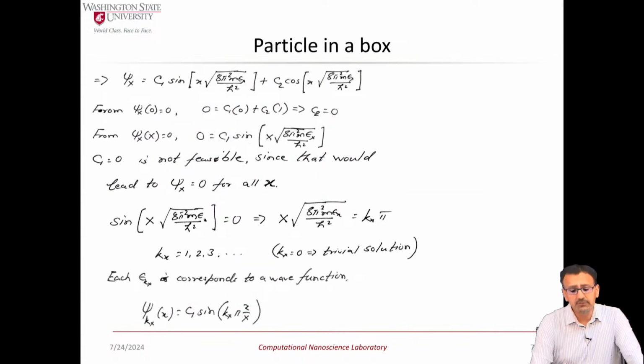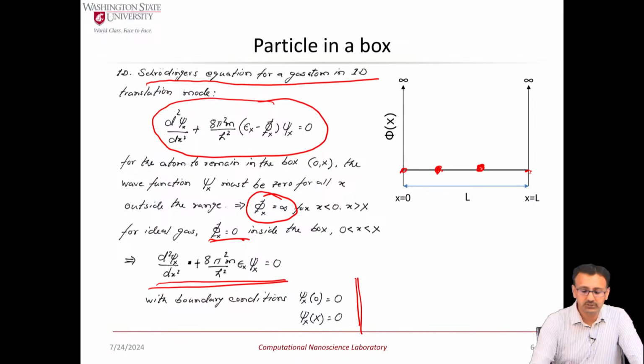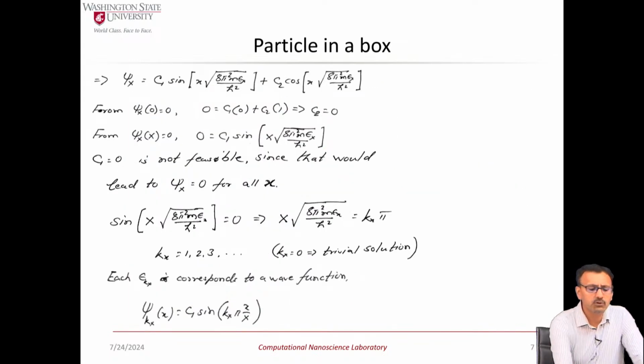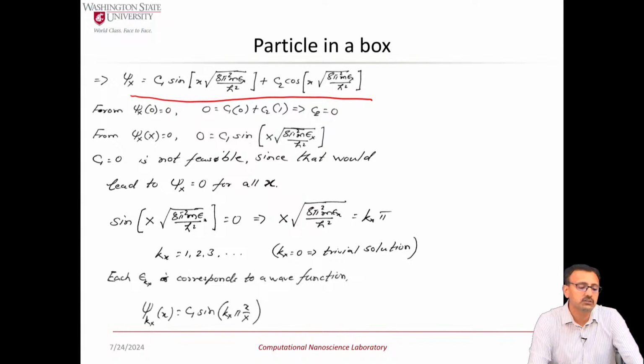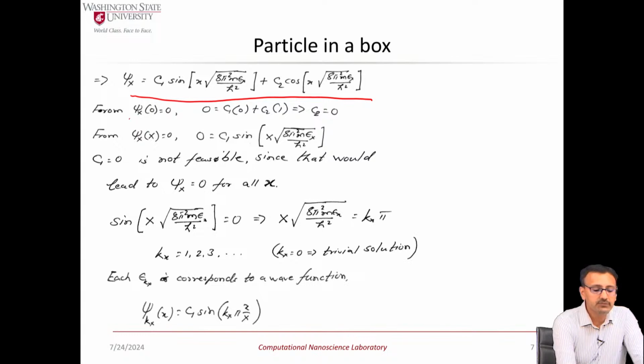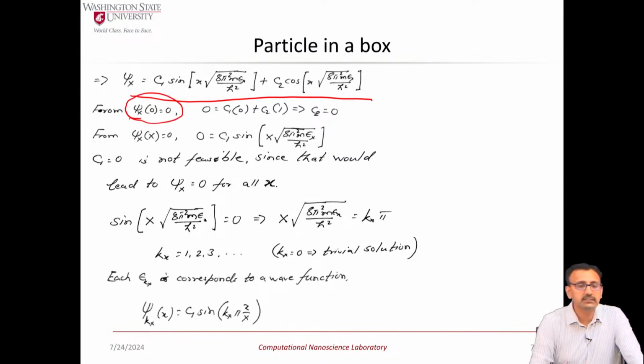So, very quickly, if you solve this differential equation, the solution is pretty straightforward. It has this sine-cosine solution with two unknown constants, C1 and C2. It's just a solution to an ordinary differential equation. If you set the first boundary condition, that psi x at x equals 0 is 0, automatically the constant C2 turns out to be 0, unless you want a non-trivial solution. We want a non-trivial solution, so C2 is 0.